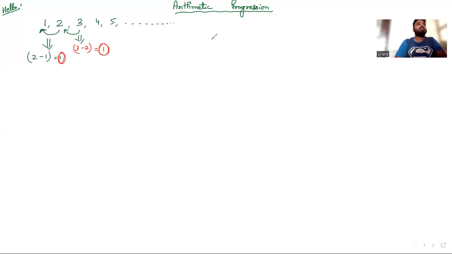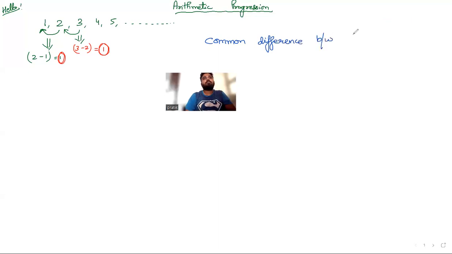Important key: the common difference between two consecutive numbers could be positive, it could be negative, anything, but it must be the same. All right, must be the same.